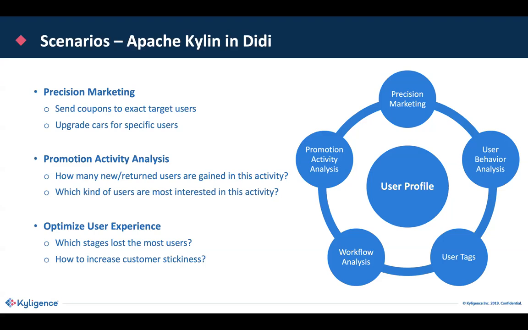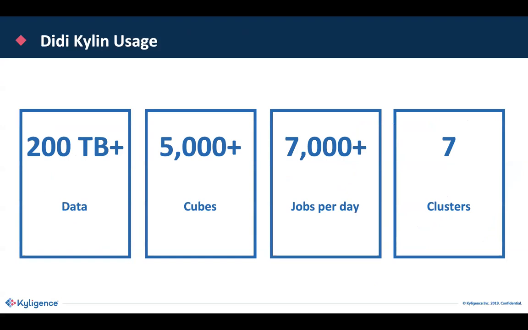All right, so at last, let's take a look at the use of Apache Kylin in Didi. At present, the amount of data processed by Apache Kylin exceeds 200 terabytes, and it is distributed across more than 5,000 cubes, and more than 7,000 tasks are running every day. A total of 7 clusters are set up to cover multiple business lines in Didi.